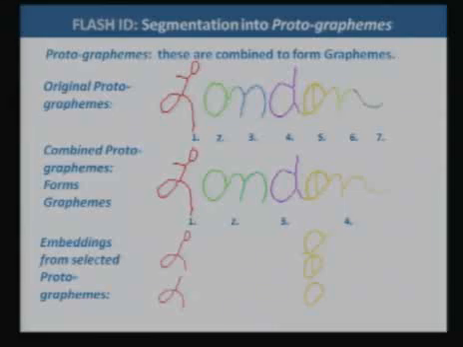Adjacent protographemes are combined into something we call graphemes. So the protographemes grow graphemes. A protographeme can be a member or a part of multiple graphemes. There's redundancy in the system.